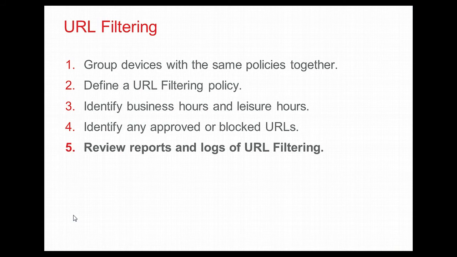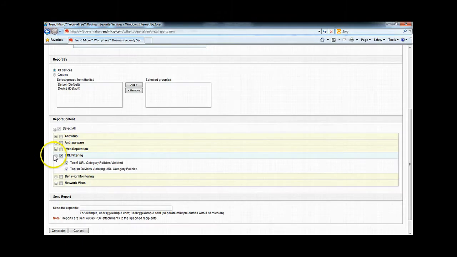Lastly, generate some reports with URL filtering included in the content. In the reports that get generated, you can choose the content URL filtering to be included in the report. This will help you review any incidents related to URL filtering.